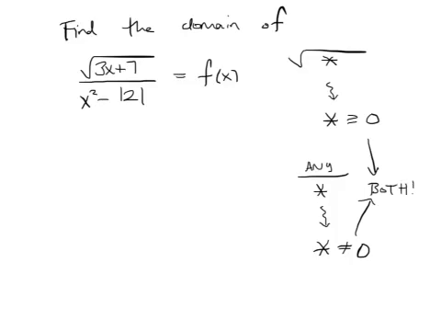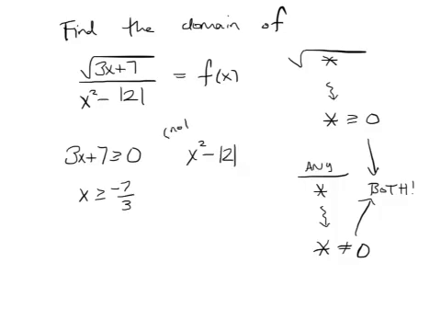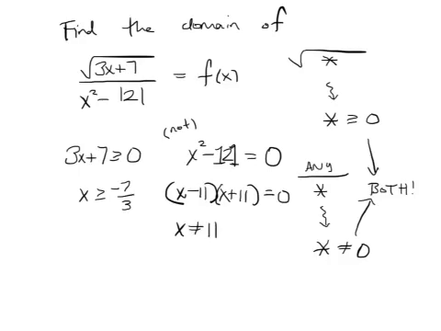Okay. In this example, we know that 3x plus 7 has to be greater than or equal to 0. And in the denominator, be careful you don't leave it like this. You can factor that to x minus 11, x plus 11. So this is actually what x is not. In other words, x cannot be negative or positive 11. x is not 11 or negative 11.